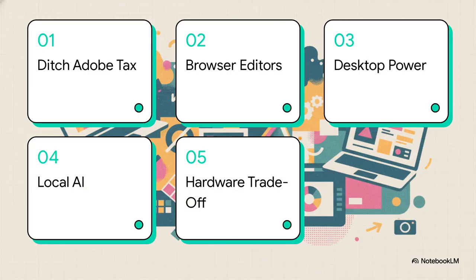So to navigate all of this, we're going to use a kind of choose-your-fighter framework. First, we'll talk about ditching the Adobe tax. Then we'll look at quick browser editors, move on to professional desktop powerhouses, explore local AI for artists, and finally, we'll break down the hardware trade-off. Let's figure out the absolute best fit for your specific workflow.